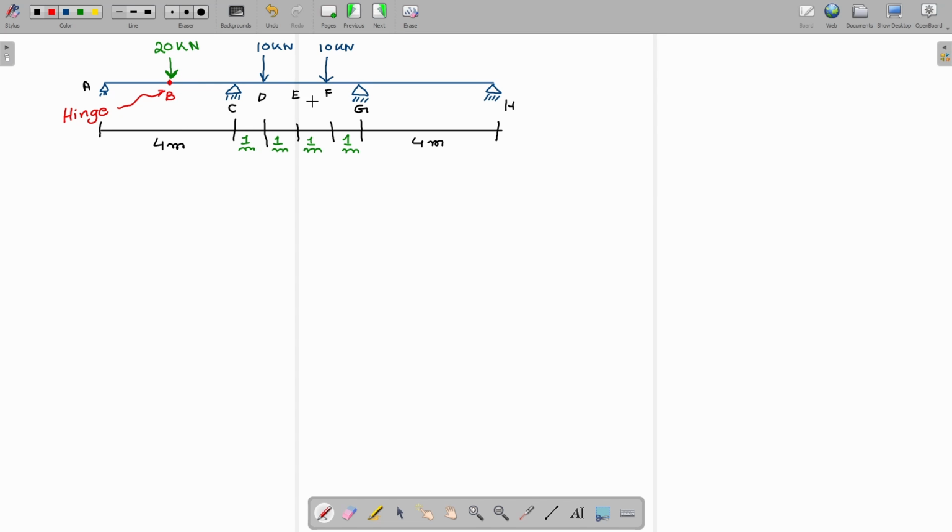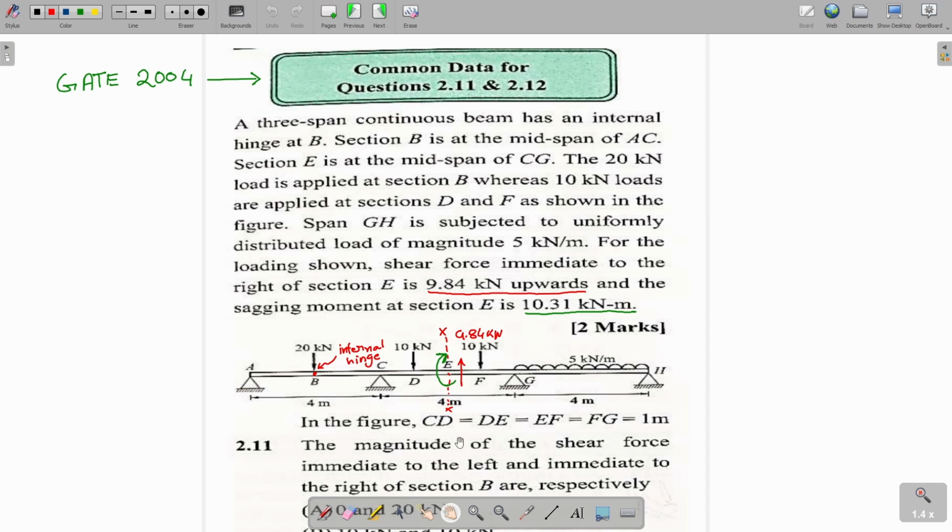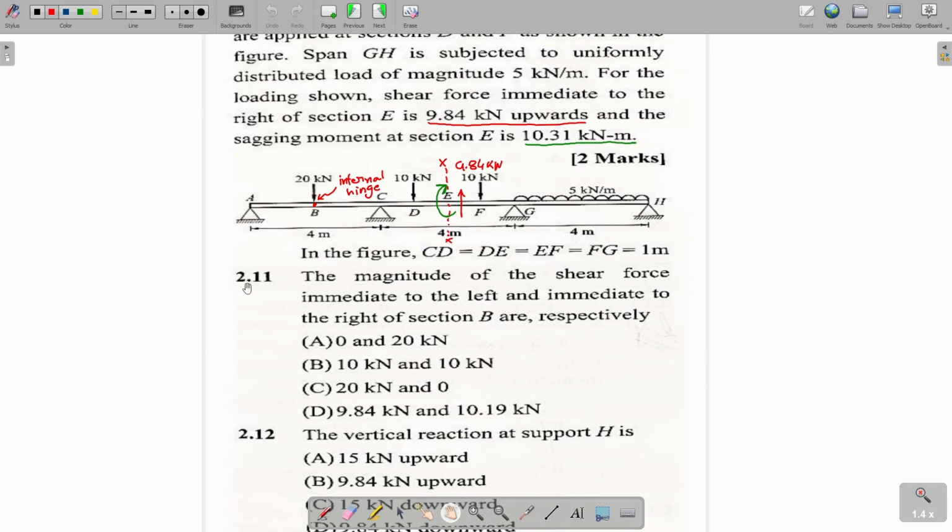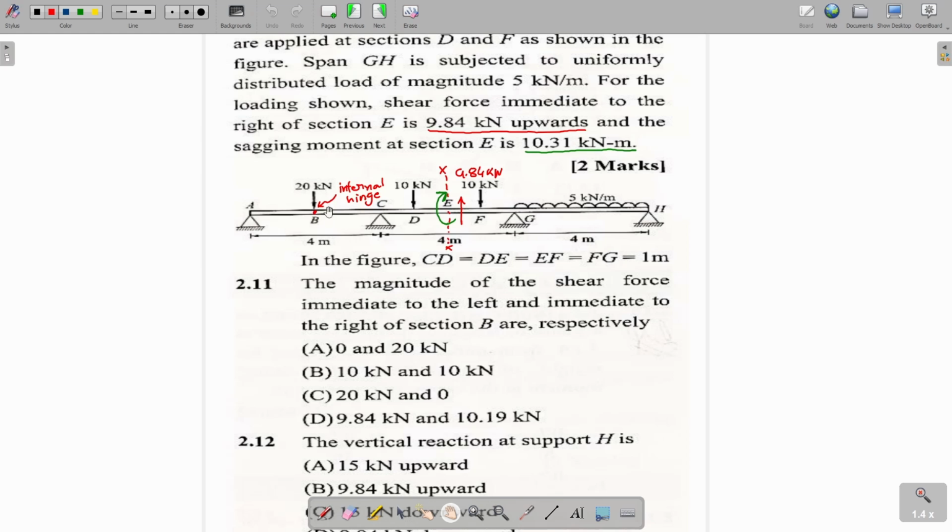Now, what is given in question number 11? Question number 11 states: the magnitude of the shear force immediate to the left and immediate to the right of section B are respectively which of the following. So what we need to find? We need to find the shear force immediate to the left and immediate to the right at this section and at this section.